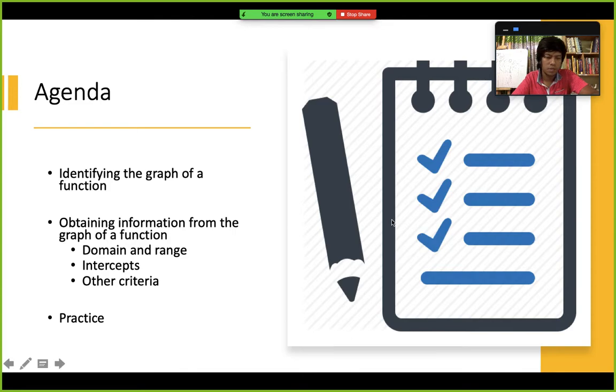So we have this for our agenda: identifying the graph of a function, obtaining information from the graph like domain and range, intercepts and other criteria. So if a graph is given, how do we find out this thing? We will try to find out, and then some practice math.